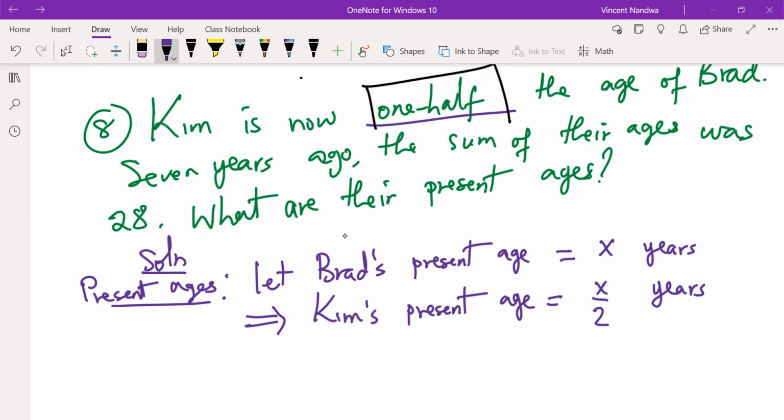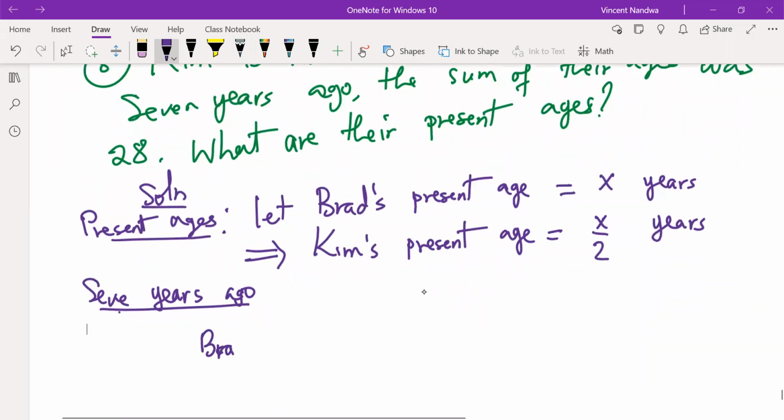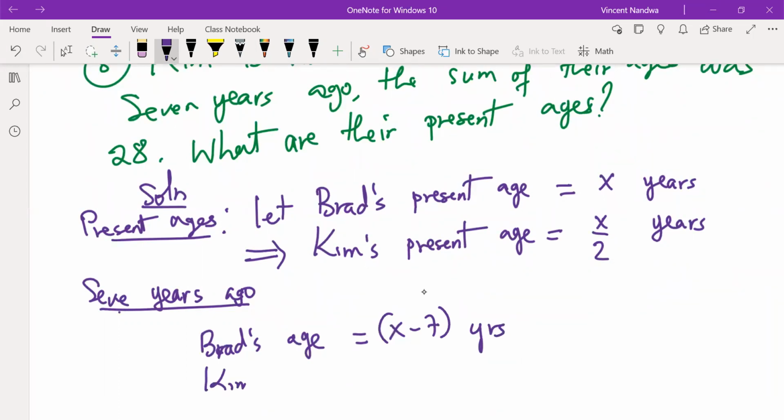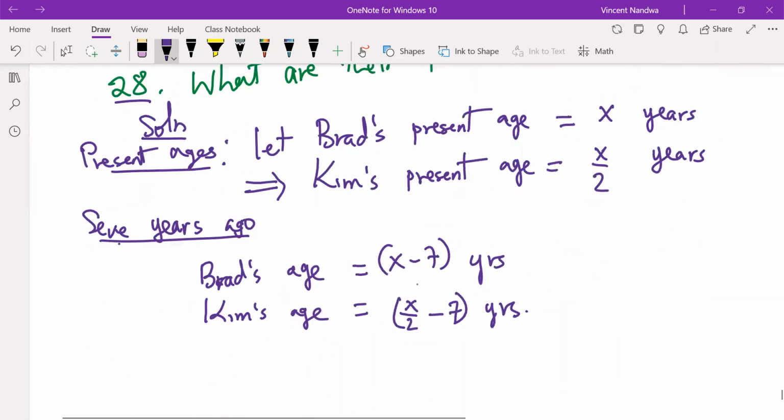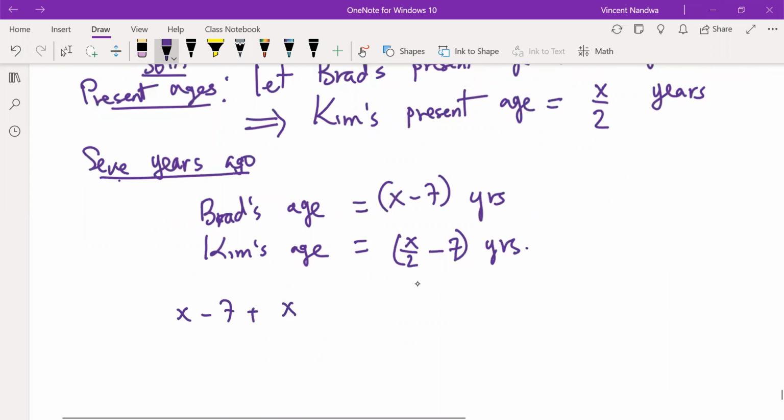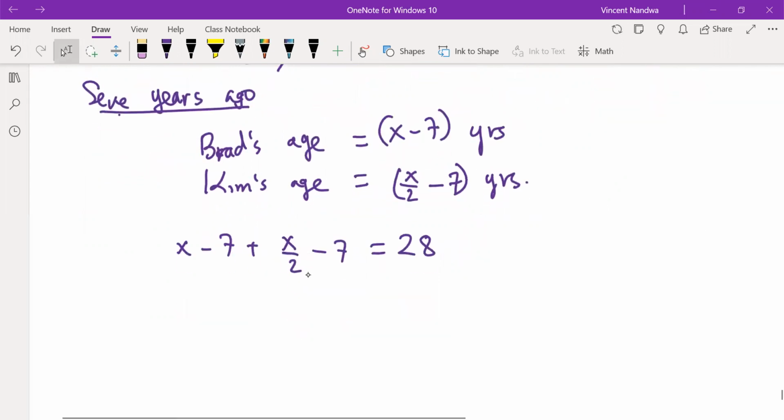So then now 7 years ago, Brad's age would be simply X minus 7 years, while Kim's age is going to be the present age minus 7. And we've been told that 7 years ago, the sum of the ages was 28. So when we add the two, X minus 7 plus X over 2 minus 7, we should get 28. So X plus a half X is 3 over 2X minus 14 should give us 28.